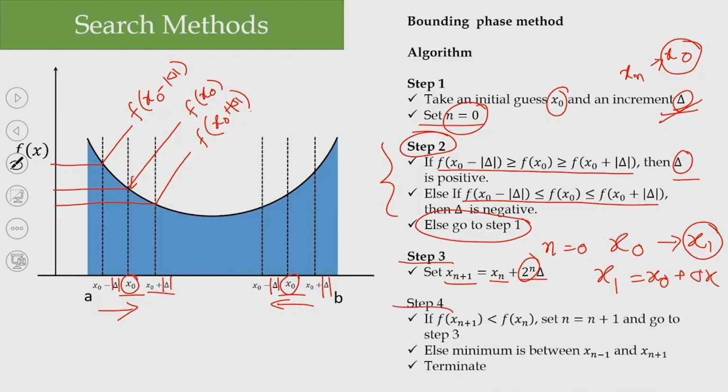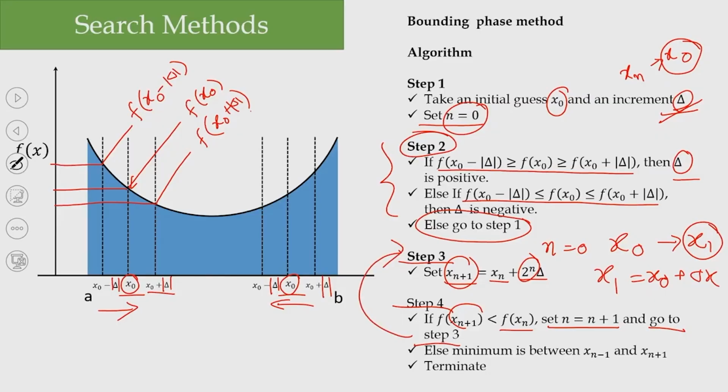Now, in step 4, you are getting a new point, x n plus 1. Now, if f of x n plus 1 is less than f of x n, that means the previous point, then you are not crossing the optima. In that case I will set n equal to n plus 1, that means you just increase the value of n by 1 and go to step 3. So you are trying to find a different point.